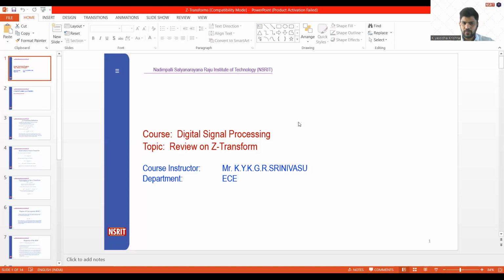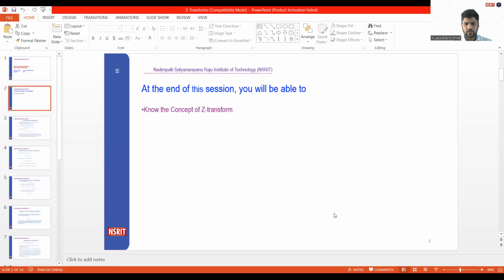The concept is called review of Z transform. At the end of the session, we will be able to learn the Z transform concepts.